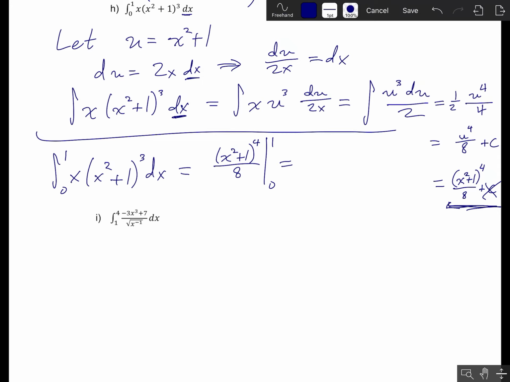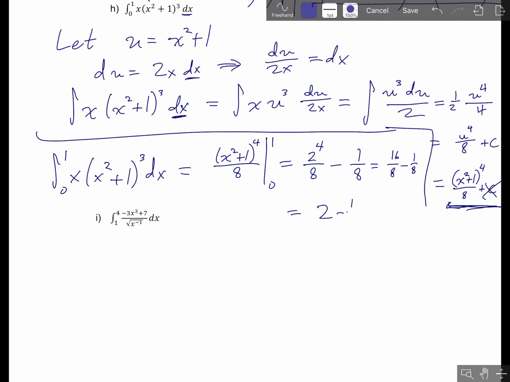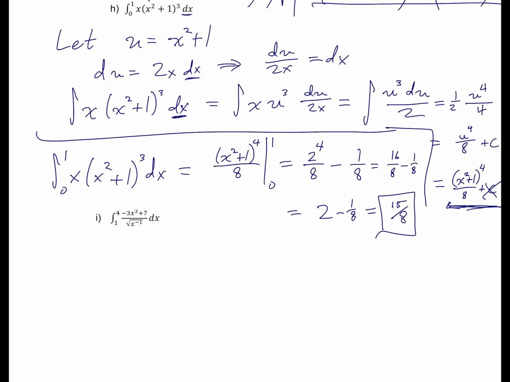So if we plug in 1, then on the inside of the parentheses we would get a 2. So that's 2 to the 4th divided by 8. And if we plug in 0 into the antiderivative, we would just get 1 to the 4th, which is 1 divided by 8. Okay, and this actually does clean up quite a bit, so this would end up being 16/8 minus 1/8, and that would be 2 minus 1/8. Or if you'd like, 15/8.